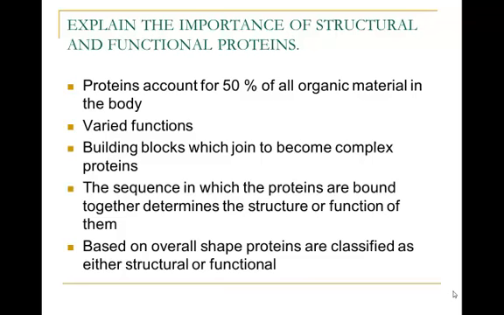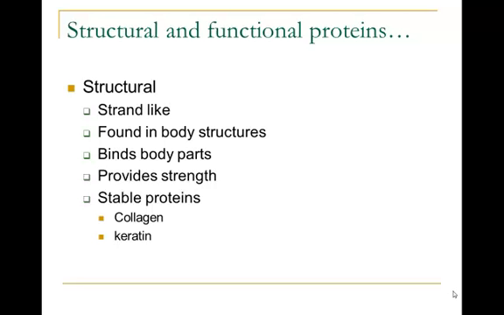So if we look at structural proteins, they have an appearance. Remember, this is built in the cell. We can't even see the cell with the naked eye, so you can imagine how small this all is. Structural proteins are very strand-like, and they bind things together. They have strength, and they're quite stable in terms of proteins. Collagen and keratin are good examples. Keratin we find in our hair and nails, and collagen is in our connective tissue.